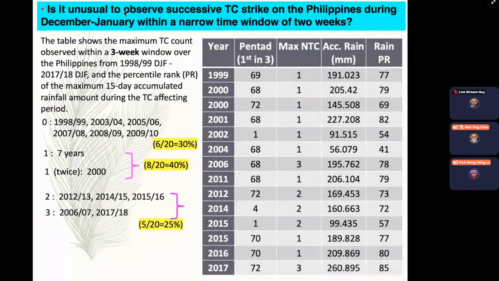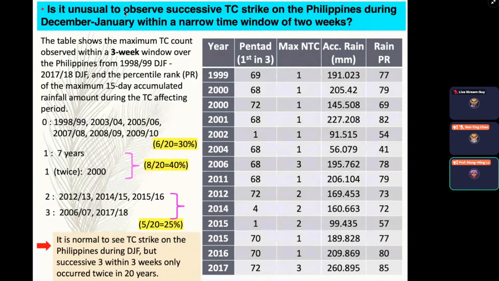And 25% of the years saw more than two tropical cyclones. So it is normal to see a TC strike on the Philippines during winter, but successively within 3 weeks, it only occurred twice in 20 years. These two cases, one occurred during the 2006-07 winter, that's an El Nino winter.